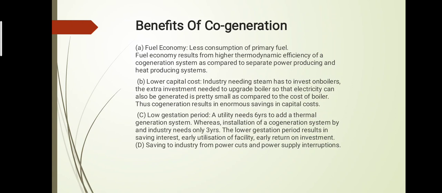Third, low gestation period. A utility needs 6 years to install a thermal generation system, whereas installation of a cogeneration system by an industry needs only 3 years. The lower gestation period results in saving of interest, early utilization of facility, and early return on investment. Fourth, saving to industry from power cuts and power supply interruptions.